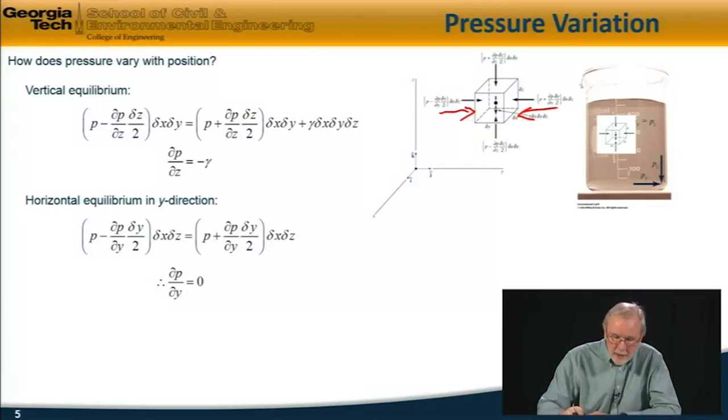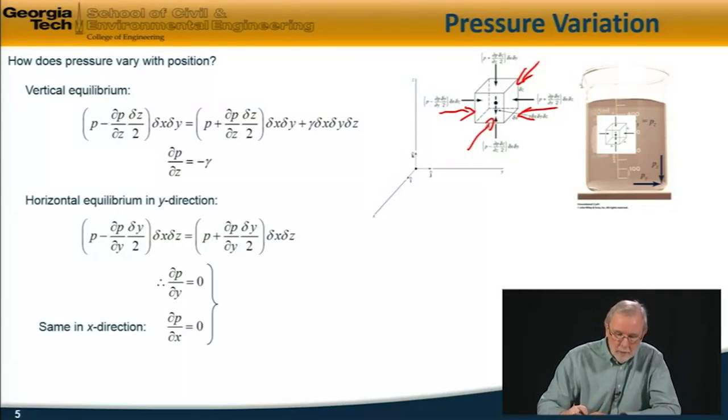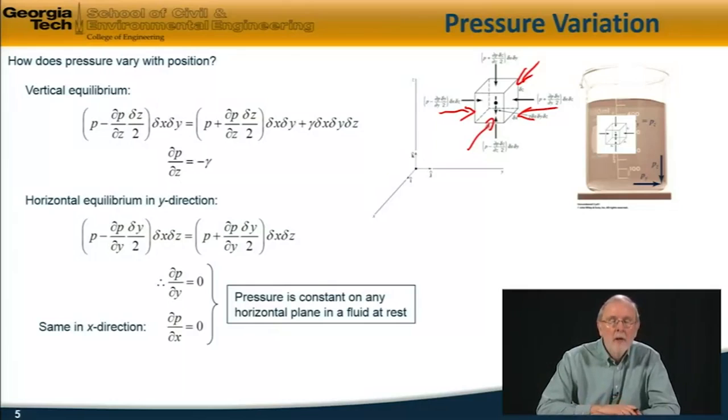I can do exactly the same thing in the x direction, with a similar result that partial dP by dx is equal to 0. So putting these two equations together, we see that the pressure does not vary in the x and y directions. In other words, the pressure is constant on any horizontal plane in a fluid at rest.